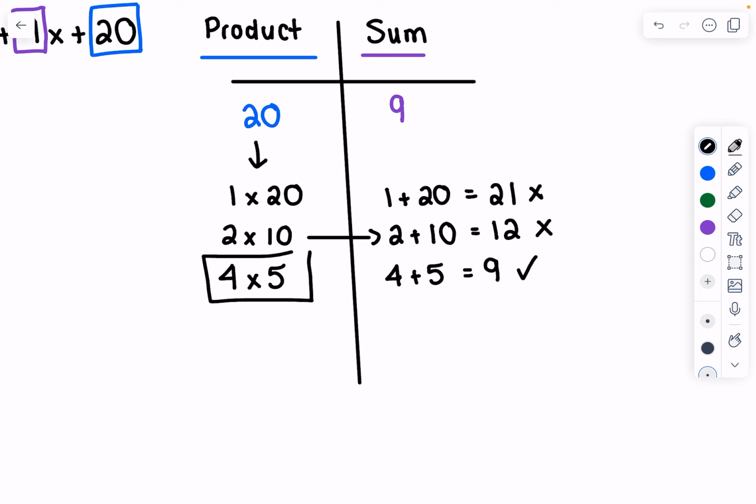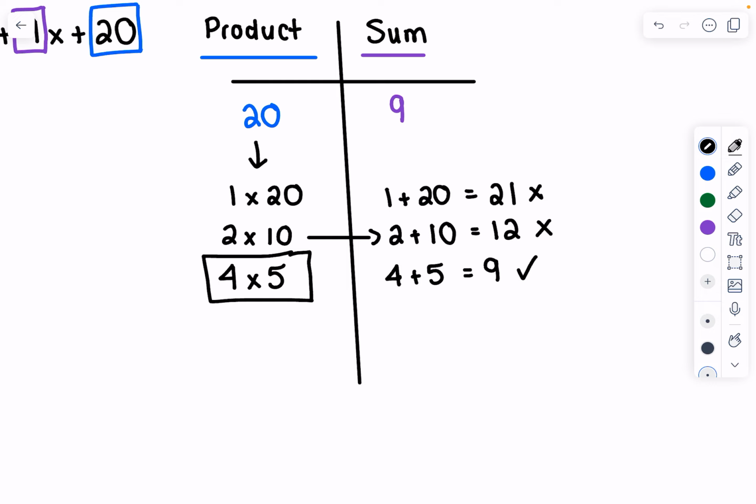Therefore, our 2 factors we want to put into factored form, with the understanding that the product is 20 and the sum is 9, are 4 and 5. Keep in mind, everything's going to always be positive. So you don't need to worry about signs or anything like that. Just please focus on the numbers.